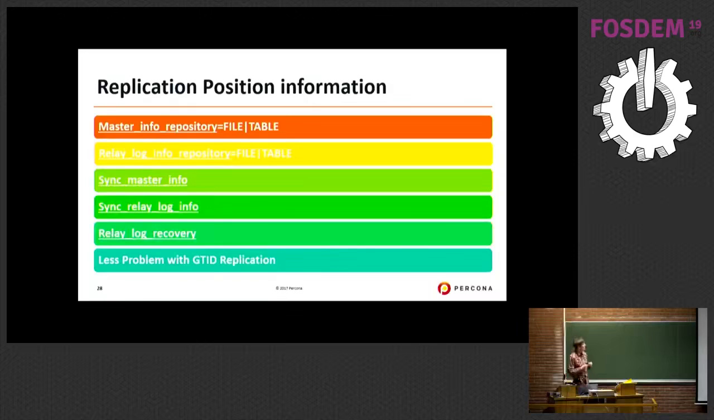Okay. So in terms of replication position information, that is another thing where MySQL gives you a lot of choices, right? You can configure where the position information will be stored, in a repository that is either a file or a table. If you store that in a file, then it typically gets very hard to synchronize in case of power loss, right? So we can see a general trend of moving that information to tables with MySQL 8.